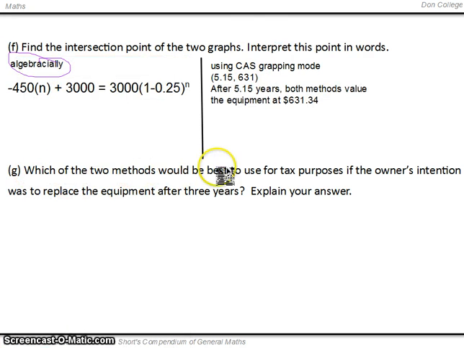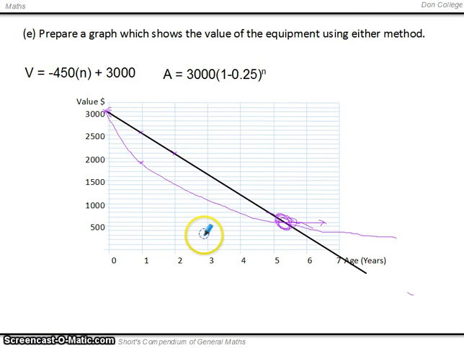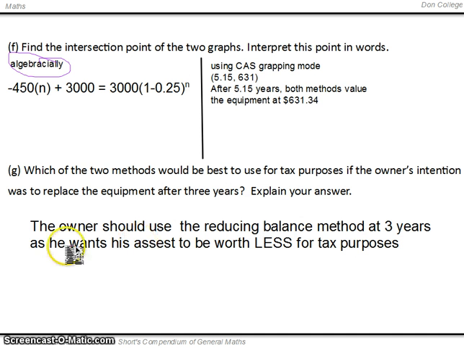Now, which of the two methods would be best to use for tax purposes if the owner's intention was to replace the equipment after 3 years? So we need to have a look at it, what happens at 3. Look here, at 3 years, it's worth this much here using straight line and this much here using reducing balance. Reducing balance values it at less, which is good for tax purposes. So the owner should use the reducing balance method at 3 years, as he wants his asset to be worth less for tax purposes. If he was reselling it, he would want the other way around and want straight line.